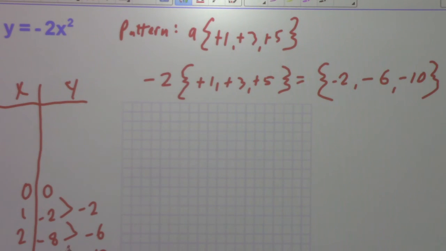And because of this pattern, we know of symmetry, what can we do down here? We can write the same numbers, right? Negative 2, negative 8, negative 18. So now we can go ahead and graph this.